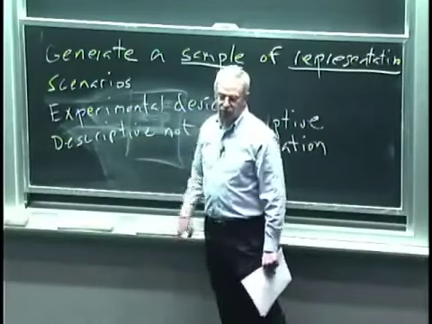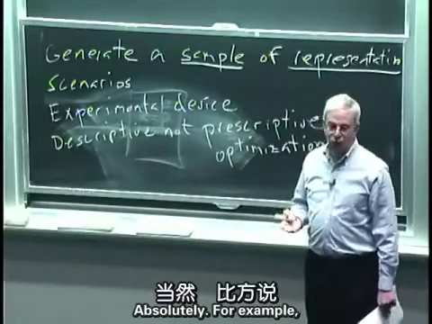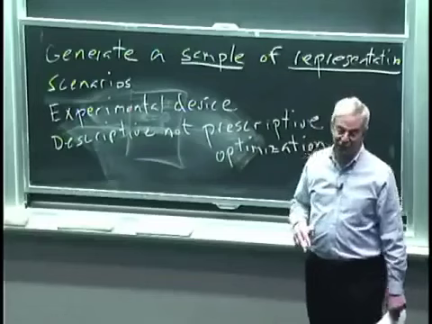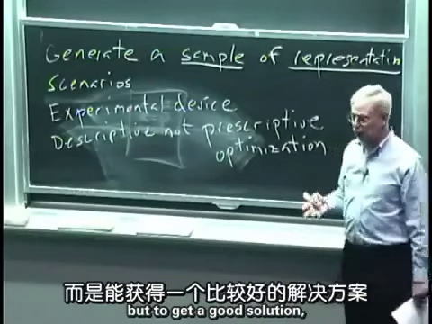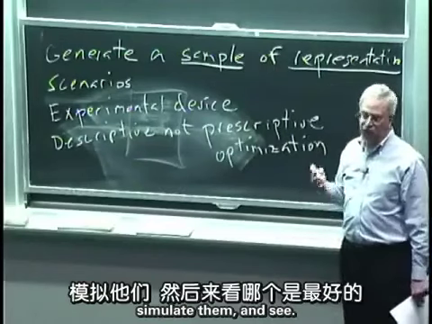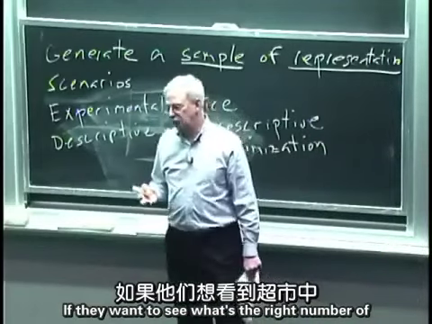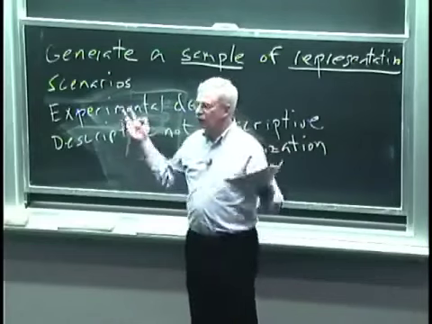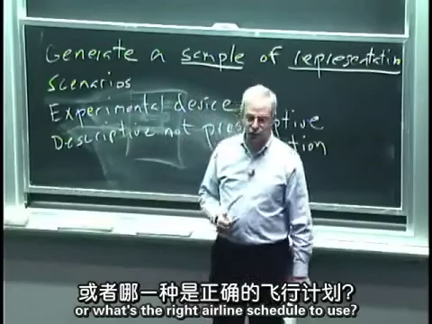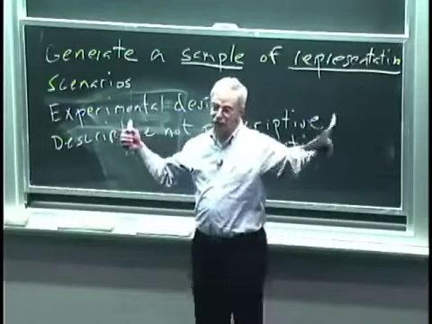Now, can we use simulation to do optimization? Absolutely. For example, we can use it to do guess and check, where we guess, probably not to get a truly optimal solution, but to get a good solution. We can guess various possibilities, simulate them, and see. People do that all the time, when they want to see what's the right number of checkout counters at the supermarket, or what's the right airline schedule to use. They'll make a guess, they'll simulate it, and they'll say, all right, this was better than this, so we'll choose it.